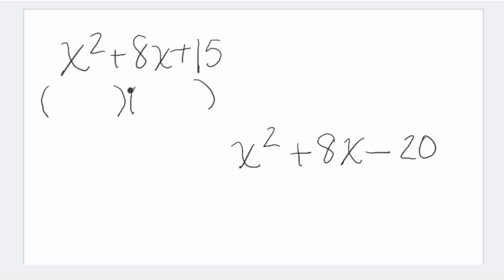So the first thing that you do is you think about x squared and what multiplies to make x squared. That would be x times x. This first sign here, I call that the fall down sign. It goes in your first parenthesis.